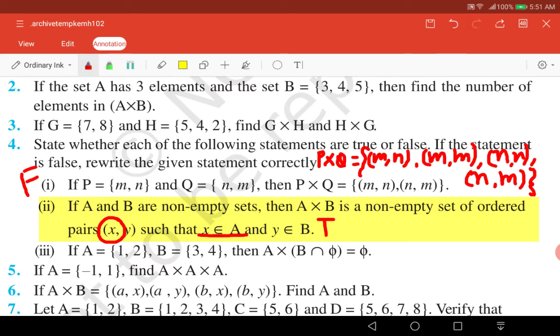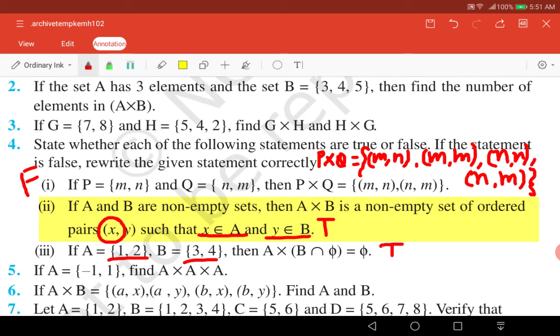x belongs to set A and then y belongs to set B. The second element will comprise from the second set. If A equal to 1 comma 2 and B equal to 3 comma 4, then A cross B intersection phi will be phi. So this is a true statement.